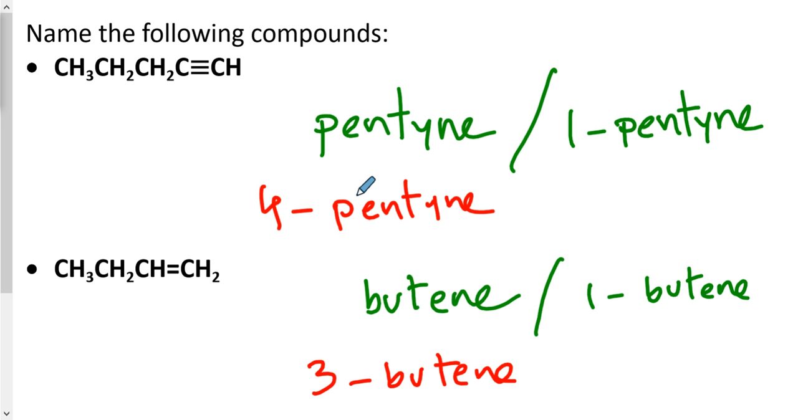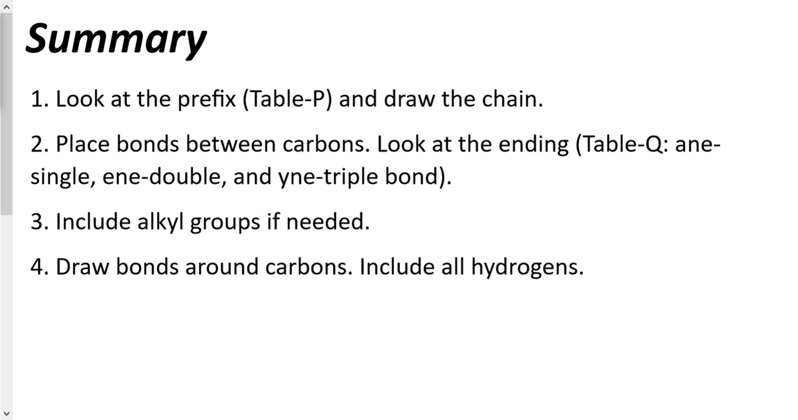So 4-pentyne for the first question and 3-butene for the second question would be the most common wrong answers, because students most probably counted from left to right instead of counting this one from right to left. So please be careful. Always count it twice. Count it from left to right and then count it from right to left, so that you can figure out the lowest possible number that indicates the location of the unsaturated double or triple bond.